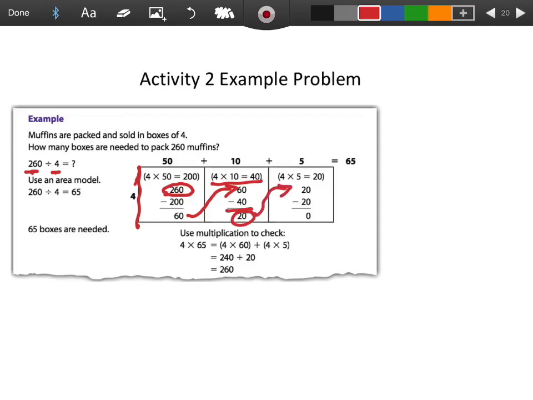So I have 20 muffins left to pack, and I know that I can put them into 5 boxes. So 4 times 5 is 20. I'm going to take that 20 away, and I have no muffins left to pack. And so all my little partial quotients up here at the top need to add up. So 50 plus 10 plus 5 is equal to 65. I need 65 boxes to pack 260 muffins with 4 in each box.